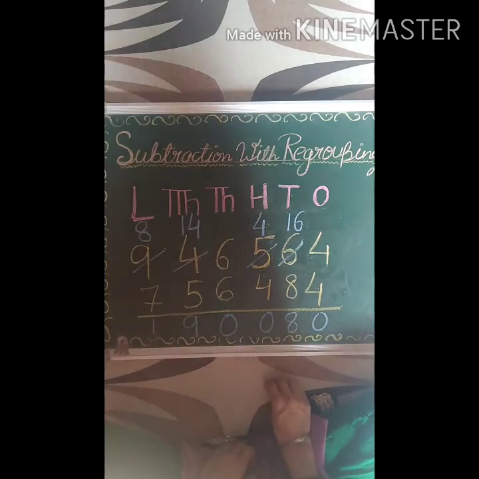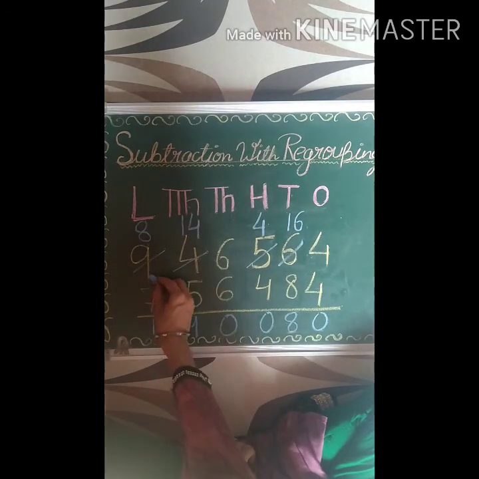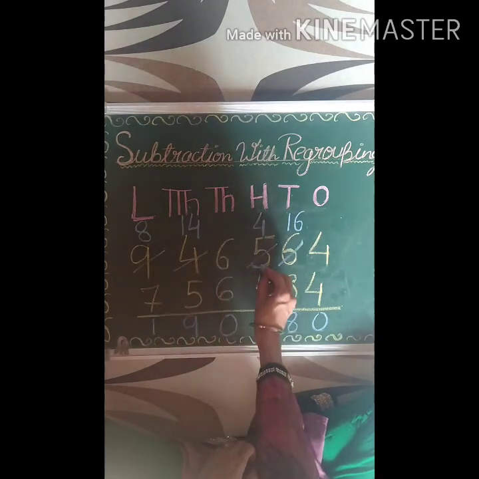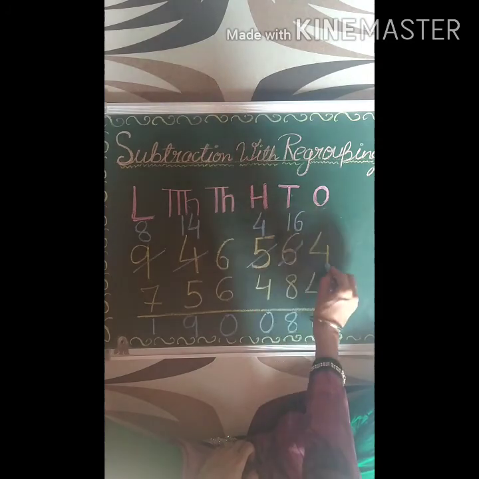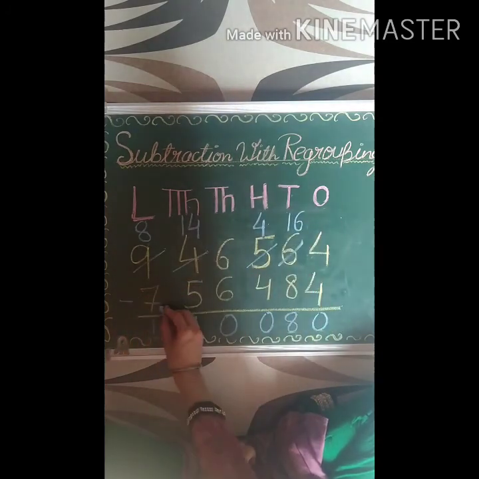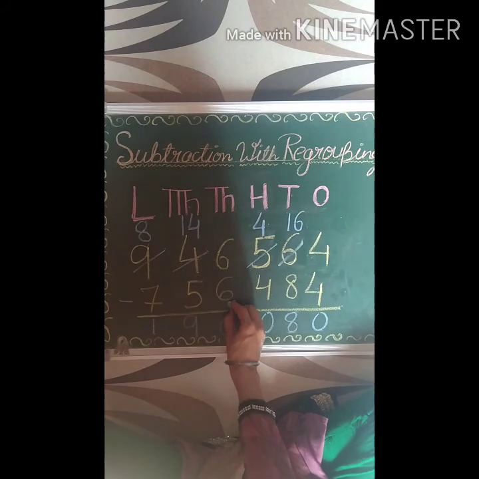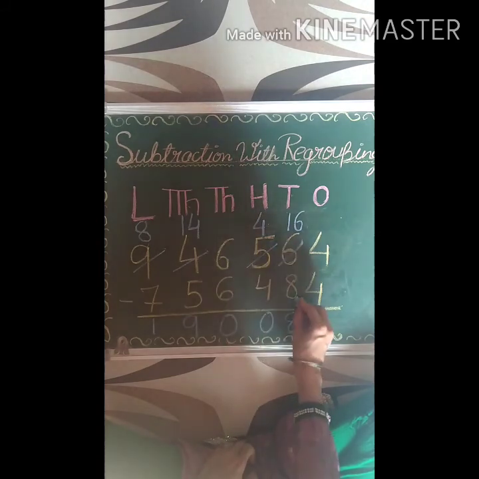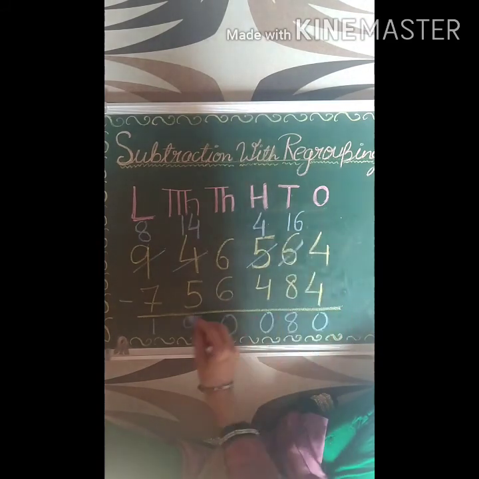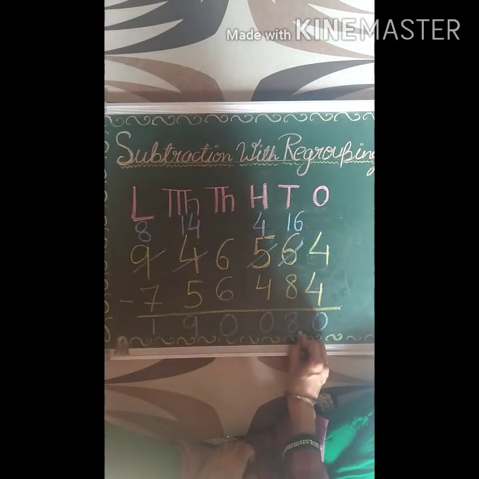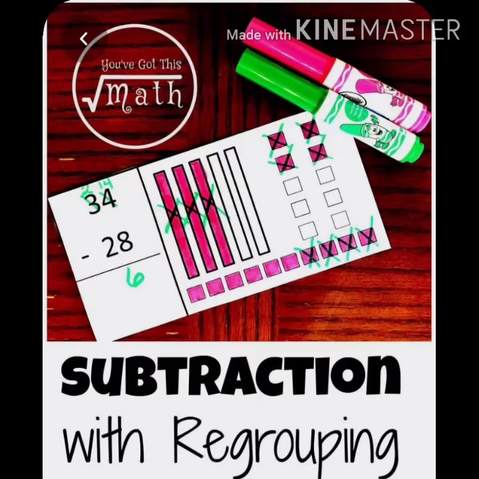So we can say that 9,46,564 minus 7,56,484 equal to 1,90,080. This is the entire concept of subtraction with regrouping.